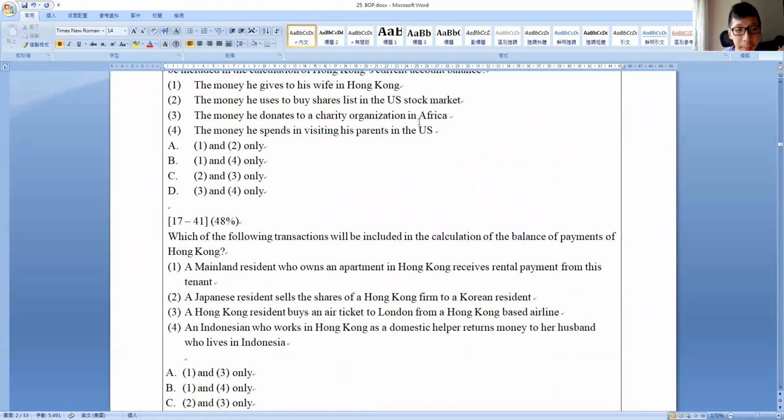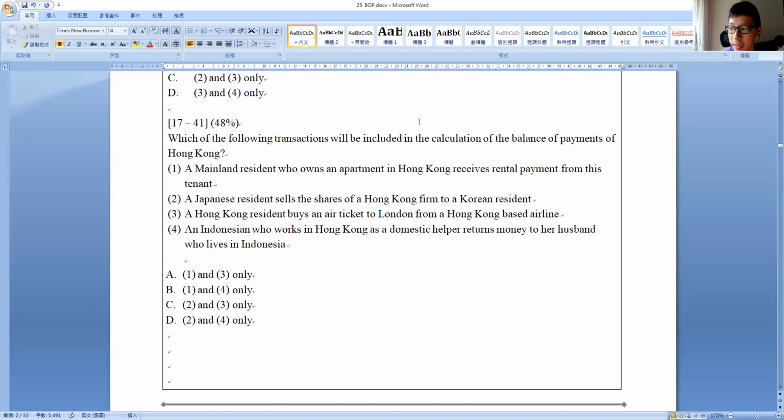Here, let's go to page 6 of your notes. Question 2017, MC 41 here. You see, the accuracy is not high, only 48%. That means about half of the people in Hong Kong don't know what counts in the BOP. Now, which of the following transactions would be included in the calculation of the balance of payment of Hong Kong? It only asks about BOP, it doesn't ask about which component. Let's look at it.